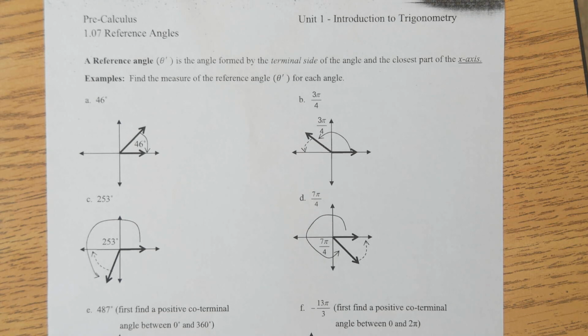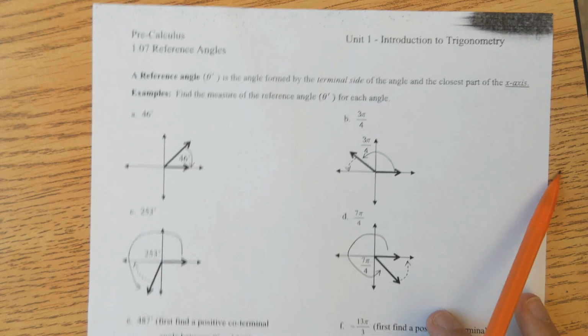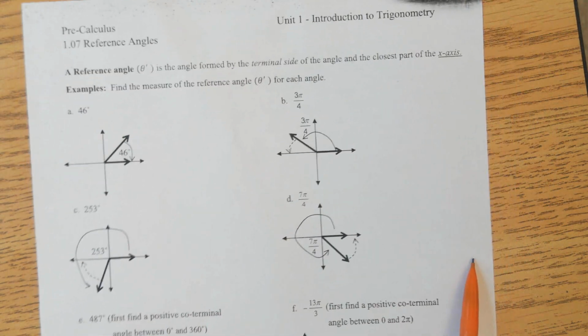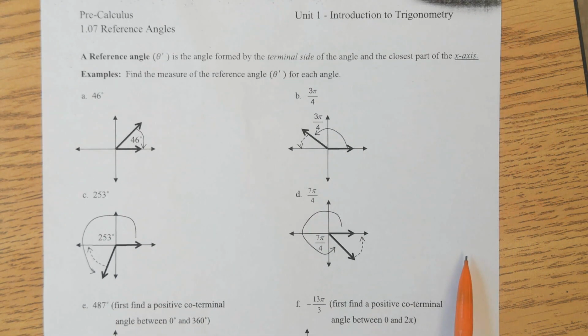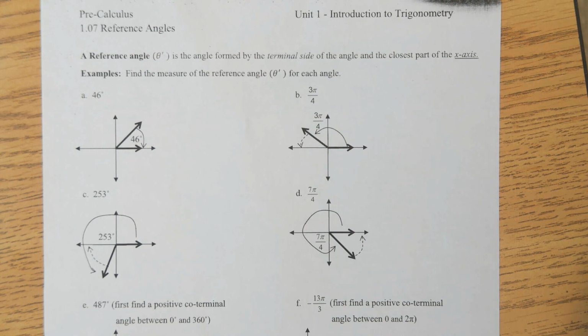All right, today, guys, we're talking about reference angles. Okay, very important topic that will be helping us kind of dissect the unit circle next week. So we kind of got to figure that out. So reference angle, denoted by theta with an apostrophe, is an angle formed by the terminal side of the angle and the closest part of the x-axis.